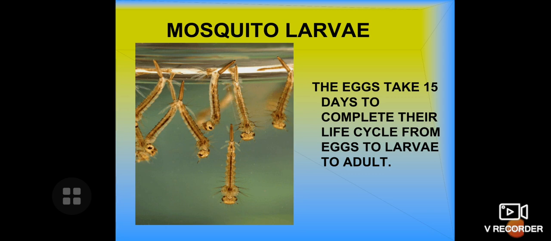For this I told you, how do they respire? They respire from the air in the atmosphere. They don't take the air mixed in the water. So they are using their spiracles to breathe. The eggs take 15 days to complete their life cycle from eggs to larvae to adult.